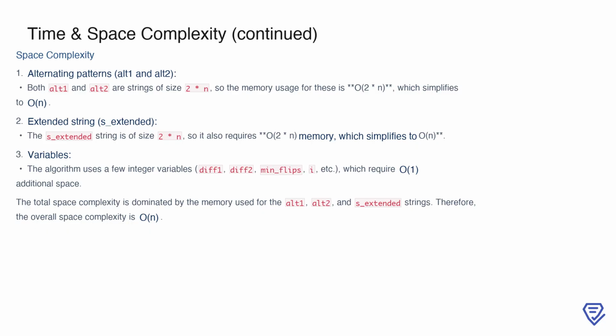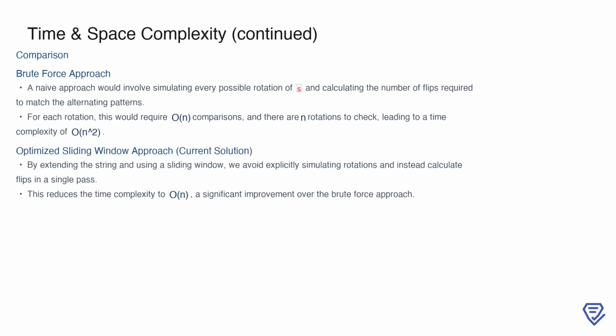Finally, the algorithm relies on a handful of integer variables such as diff1, diff2, min_flips, and the loop index, all of which use constant space or O(1). Since the memory usage is dominated by the storage of alt1, alt2, and s_extended, the total space complexity of the algorithm is O(n). To better understand the efficiency of this approach, let's compare it to a brute force method.